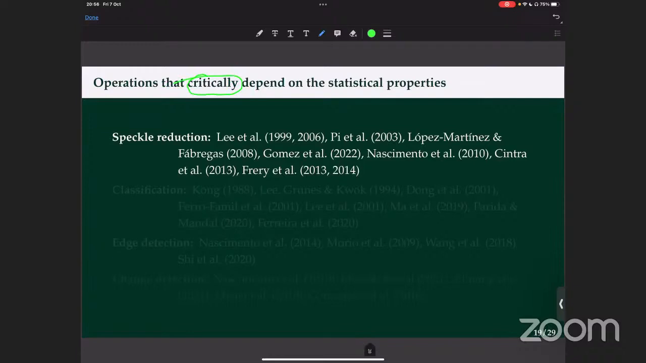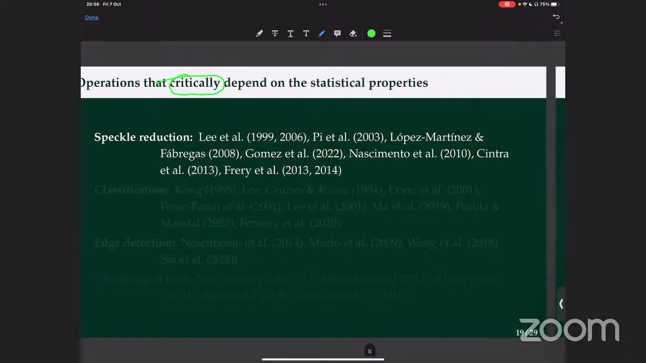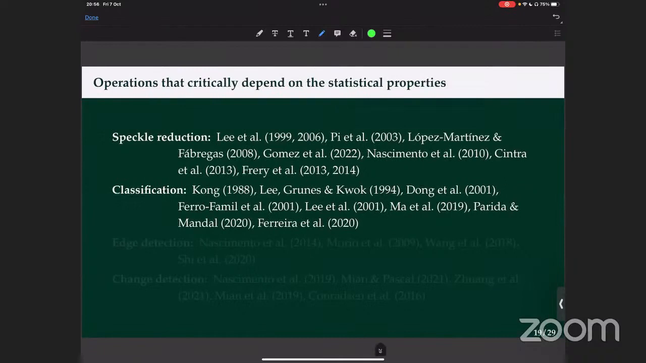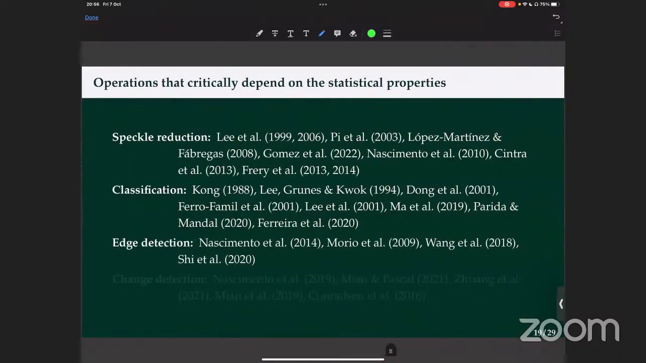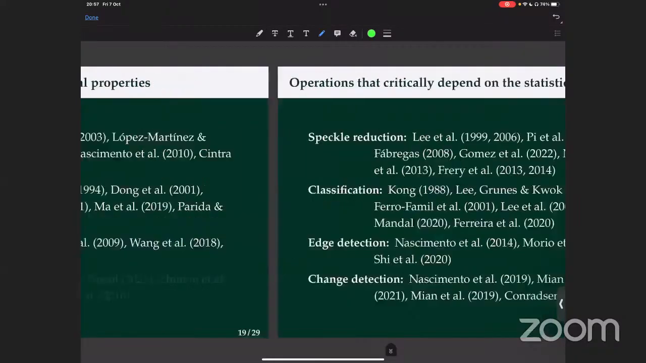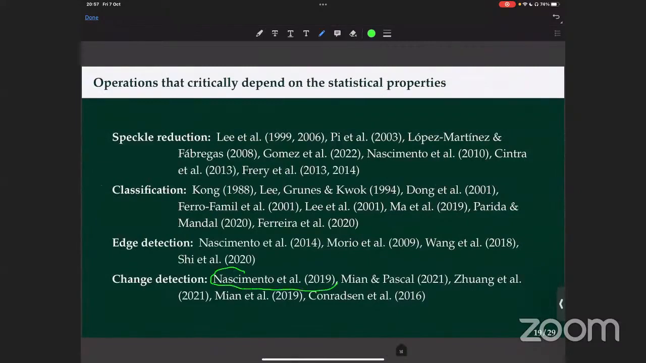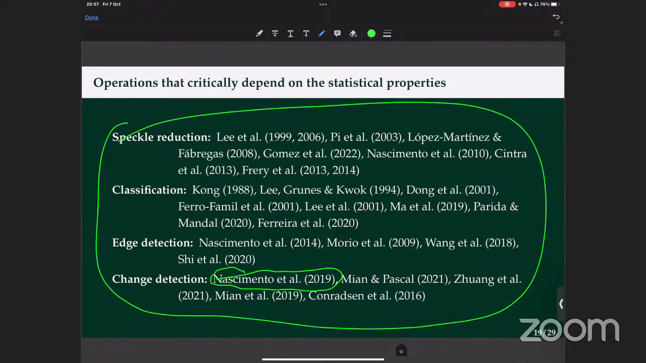Speckle reduction really, really benefits from using the statistical properties of the data, and I provide you with references. Classification, as I mentioned, is severely affected by the quality of your model. Edge detection, I have studied edge detection a lot, and in this and other papers, we have been able to detect edges under this intense noise using as few data points as possible. So that's a beautiful exercise. The edge detection results that I mentioned are from this paper, it's our paper. All these works have in common that they use strongly statistical modeling.